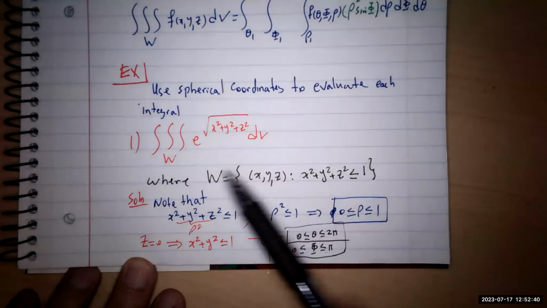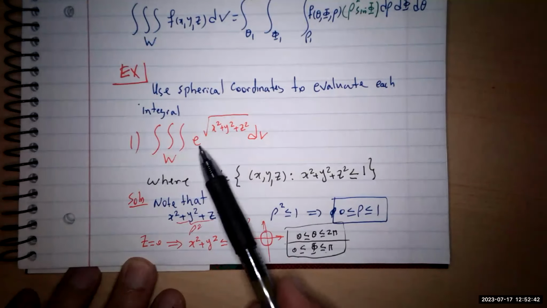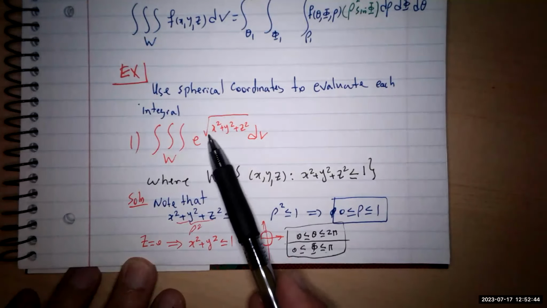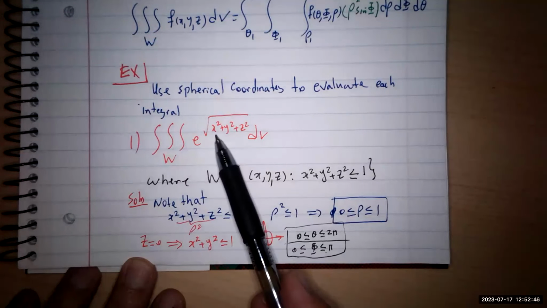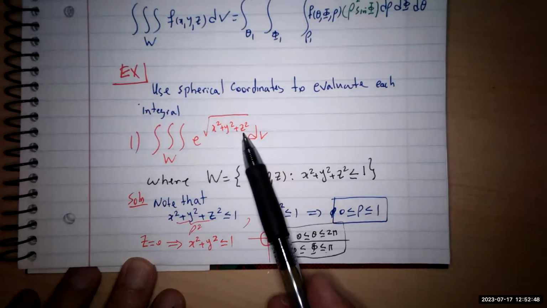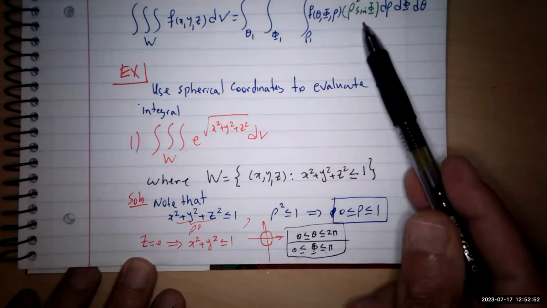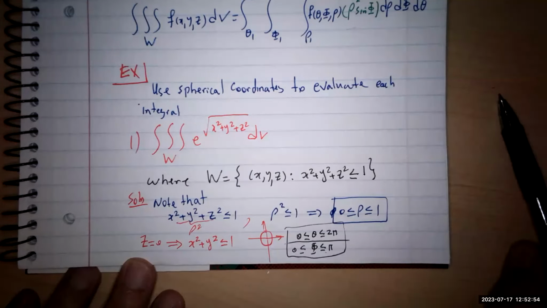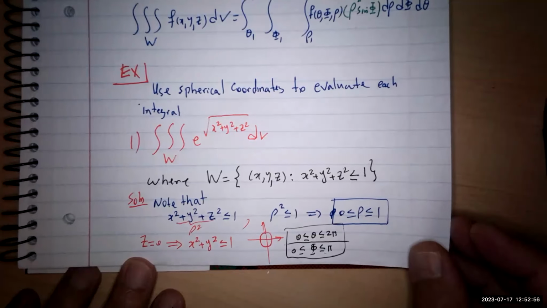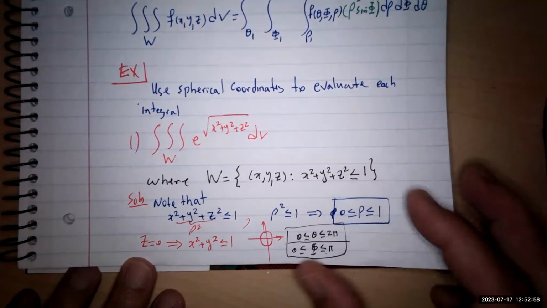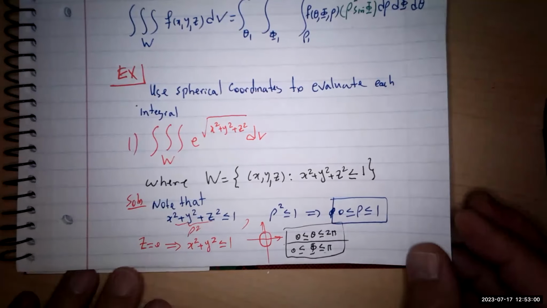So we can set up the integral with these limits of integration. We have the function. We have to take care of the function. In this function, we substitute x squared plus y squared plus z squared as rho squared. And then we have the extra term. You'll be able to do it right away. Okay, any question? So this is how you set up the limits of integration.